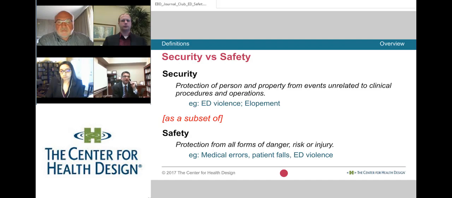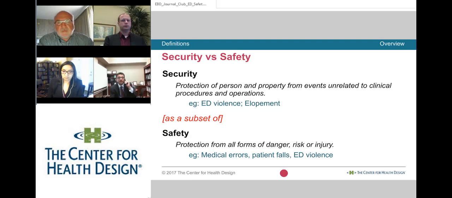I think all of us need to be on the same page so that as we talk about the design and implications, we will understand what those are. So security for this presentation and for the paper on which this presentation is based is a subset of safety. And when we talk about security, it is about protection of person and property from events unrelated to clinical procedures. That is the key word.